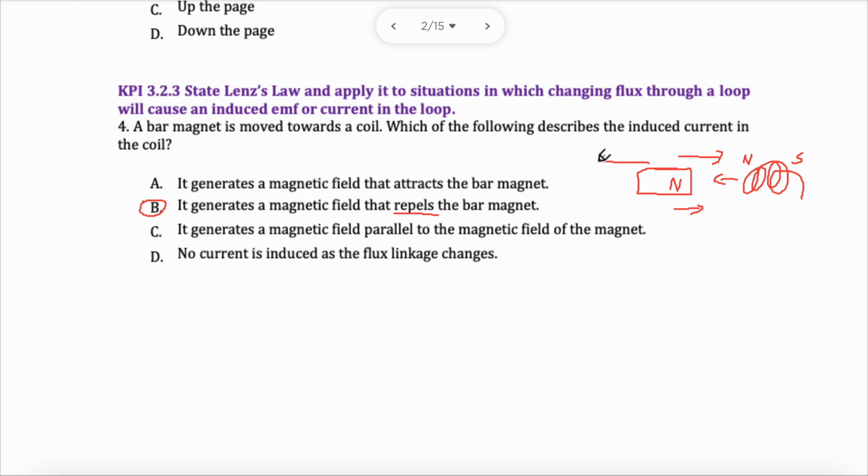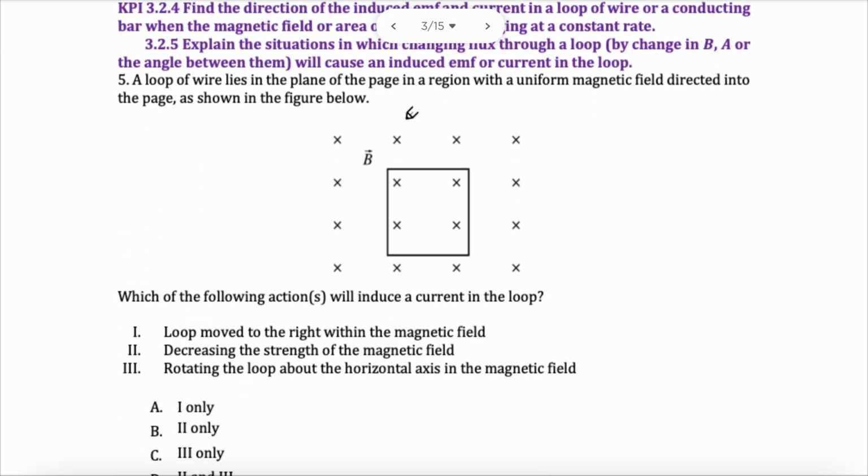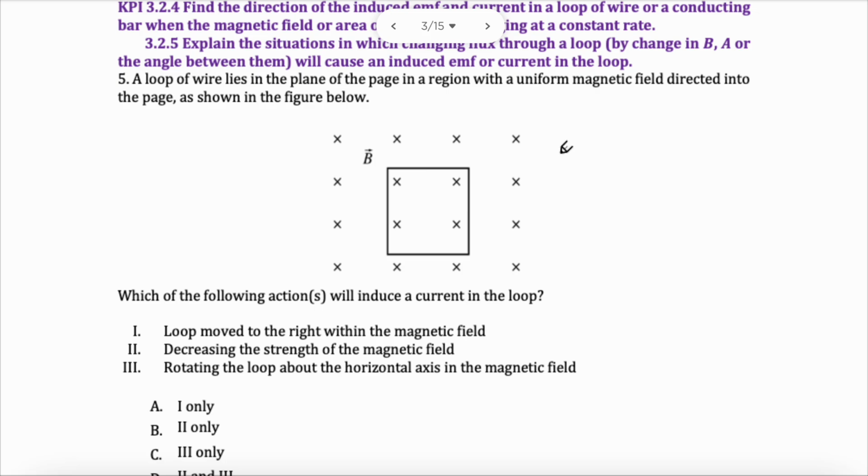If the magnet was leaving, by the way, then you would say the coil doesn't like that change. It says, no, come back, please. So it tries to bring it back. It wants to attract the magnet back again. So depending on the question that you get: if it's moving towards, getting stronger, it wants to repel. If it's moving away, getting weaker, it wants to attract. Very nice. Now we have this loop of wire lying inside this plane.